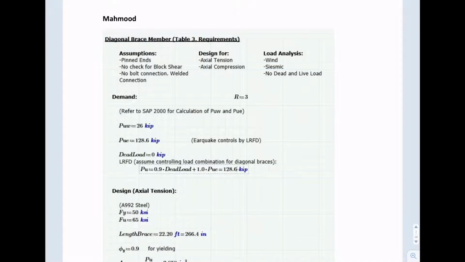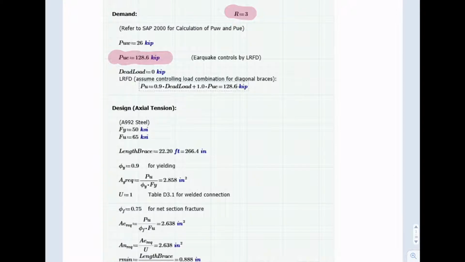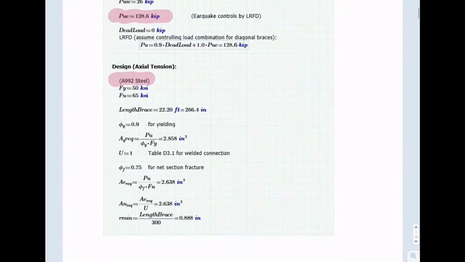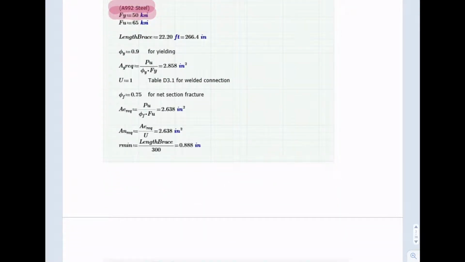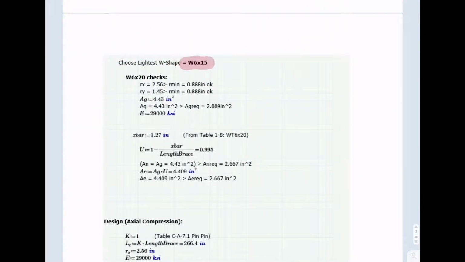So this is Mahmoud, and I designed a chevron W-shaped brace, R=3, for the south elevation. After determining the load from SAP 2000, I found that the earthquake load controls, which was 128.6, and using A992 steel with a yielding force of 50 ksi, I found that the required gross area was 2.858 inches squared. So I chose to design for W6x15.